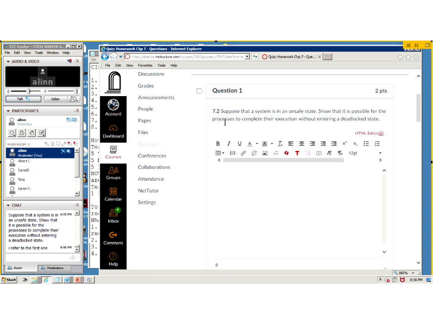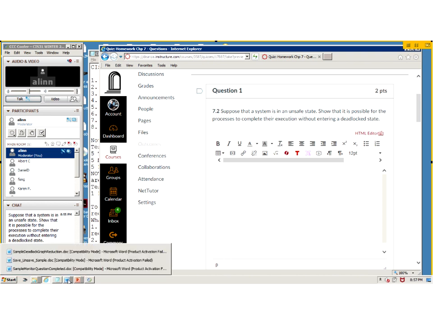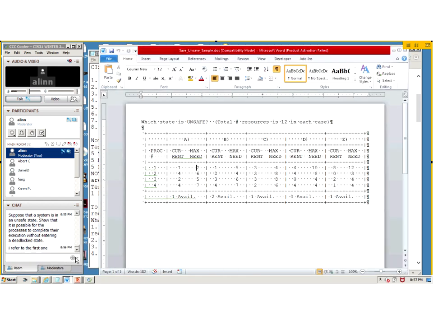So it's in an unsafe state. Show that it's possible for the processes to complete their execution without entering a deadlock state. So I want you to illustrate that, and how you might do that is here. We know this is an unsafe state. You guys agree? Remember we went through this?